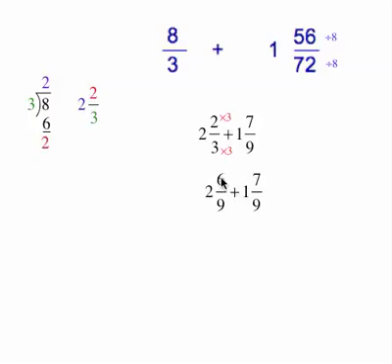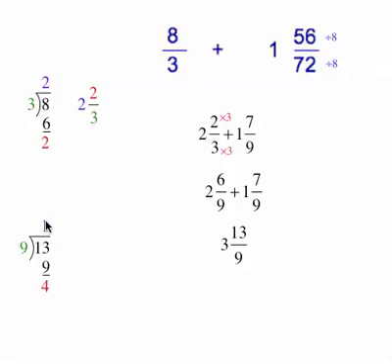Then I'm going to add the 6 and the 7. That's going to give me 13/9, and then I'm going to add the whole numbers, 1 and 2. So that gives me 3 and 13/9. Well, once again, I have an improper fraction. So we're going to use division again. 9 goes into 13 once. 1 times 9 is 9. Subtract, and we get a remainder of 4.